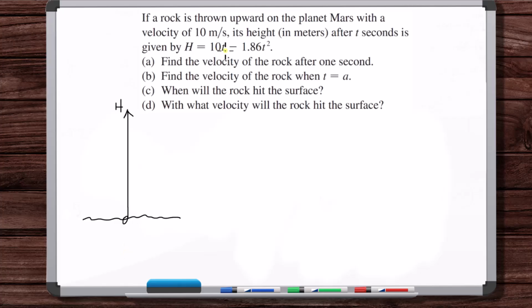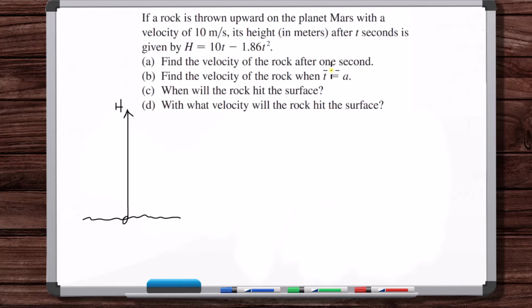What h is going to do is, as time increases, h is going to increase, get to a peak, and then decrease. If you plotted h versus time, you're going to get something like this. It's going to start off at ground level and then do this. So what is the velocity of the rock after 1 second?